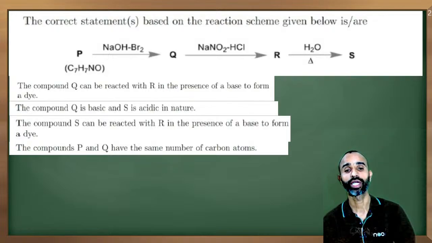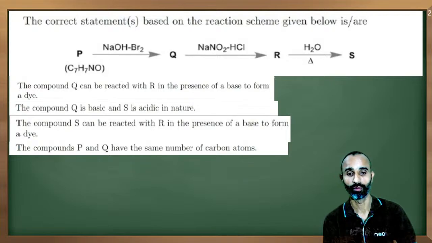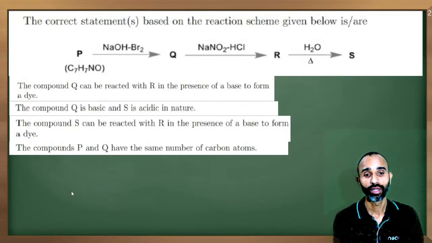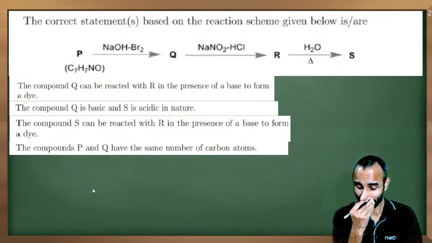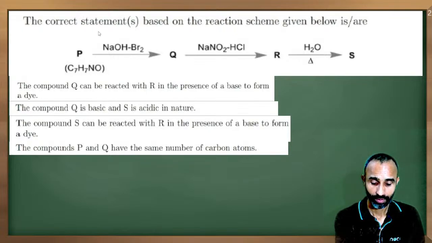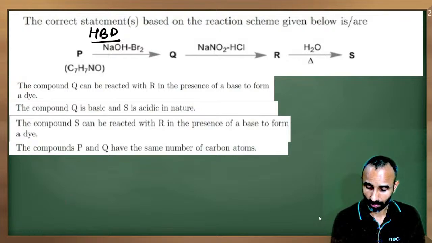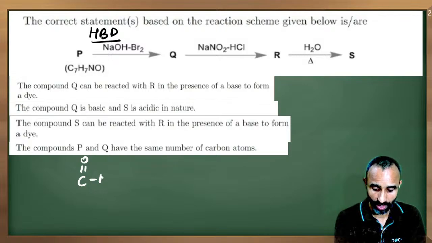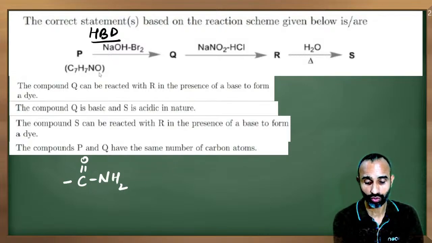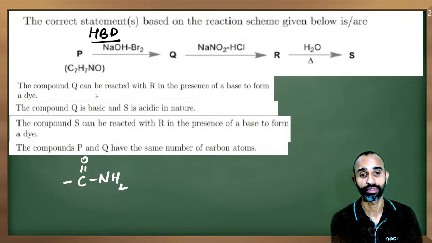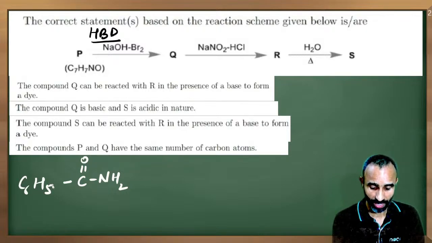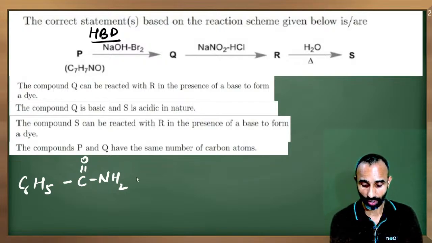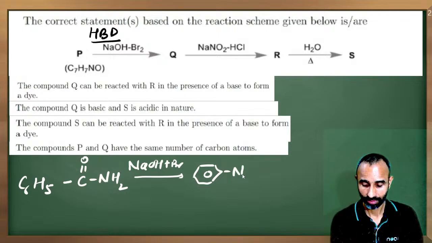Yes, the correct statements based on the reaction scheme given below. So first of all, what is P and NaOH Br2 means? Which reaction is taking place? Yes, it is Hoffmann bromamide degradation reaction. So obviously this compound should have CONH2 group. If we remove CONH2 from this C7H7NO, what is left? So that means it is benzamide. When we treat it with NaOH and Br2, we get aniline. So this is P, this one is Q.